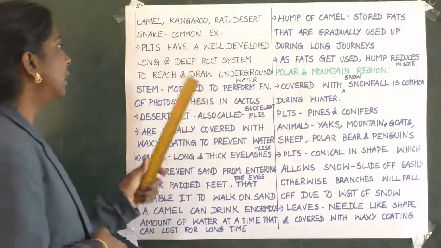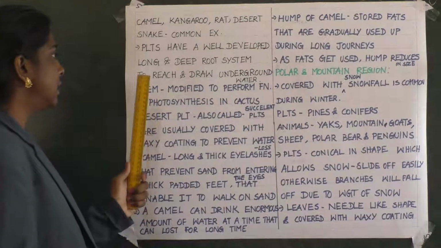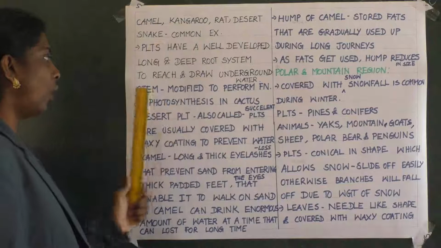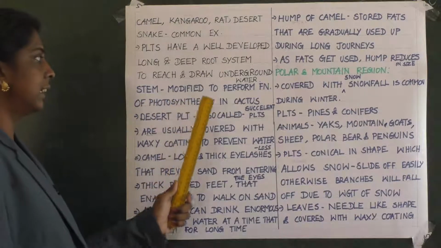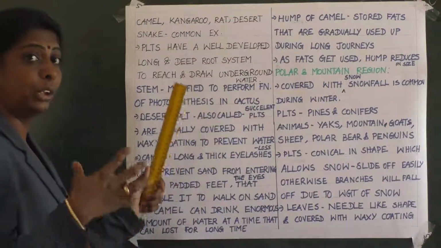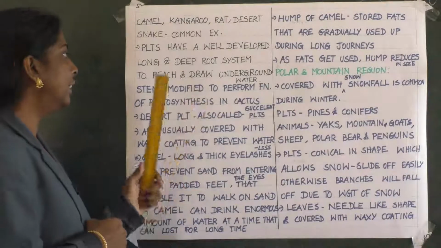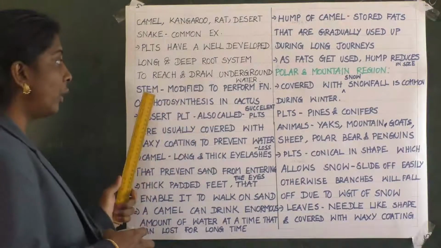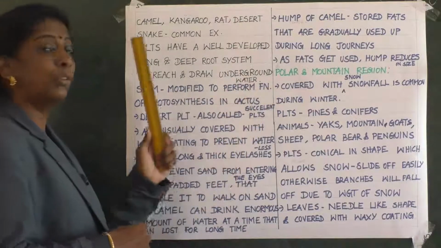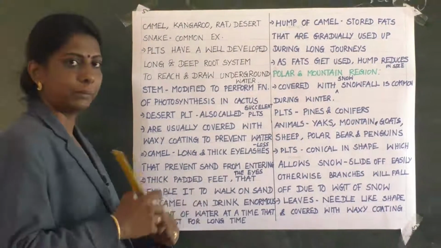Clear? Next about the plant stem. Stems will be modified to perform the function of photosynthesis in cactus. Usually, photosynthesis takes place in leaves, is it not? But here, in desert plants, it's modified. Stems are modified to perform the function of photosynthesis in cactus plant, for example.